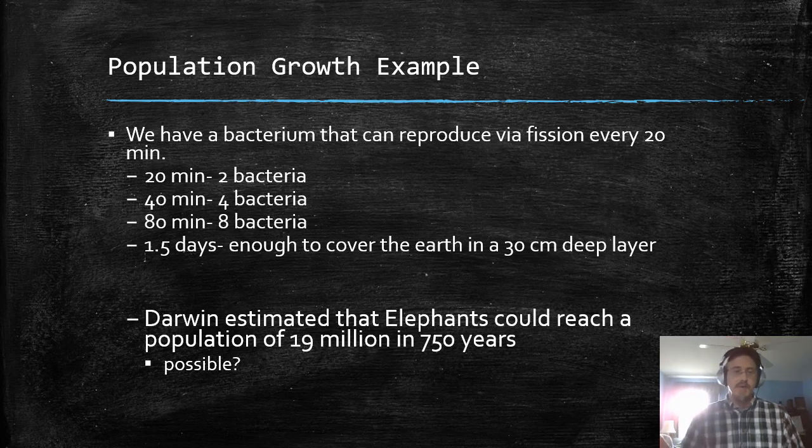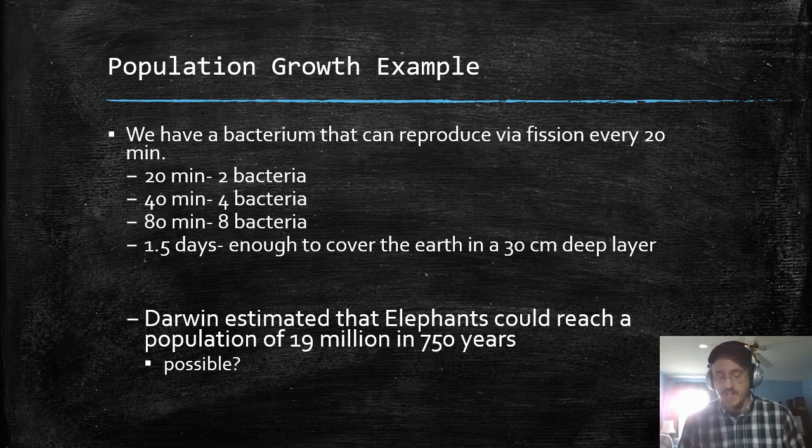So let's say we have a bacterium that can reproduce by fission every 20 minutes. So binary fission, new bacterium. Then in 20 minutes, 4 bacterium. Then in 20 minutes, 8 bacterium. And then in 20 minutes, 16. Okay? So that happens over and over and over and over again.